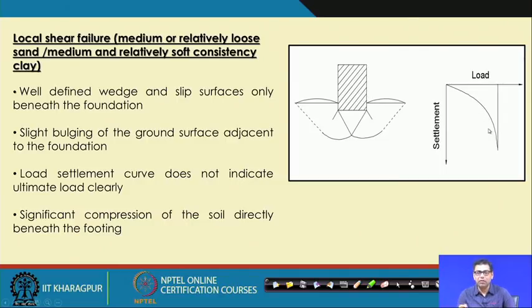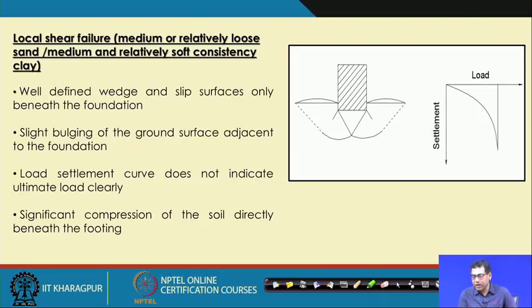So we cannot determine the ultimate load very easily. That means the load settlement curve does not indicate the ultimate load clearly. We cannot have a clear indication, like in the general shear failure, of what the ultimate load is, and there is significant compression of the soil directly beneath the footing.